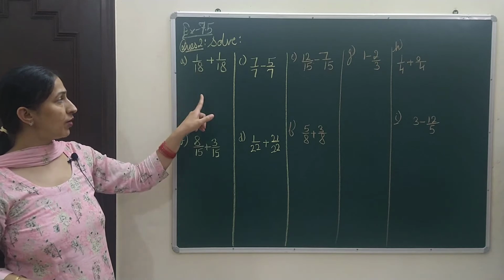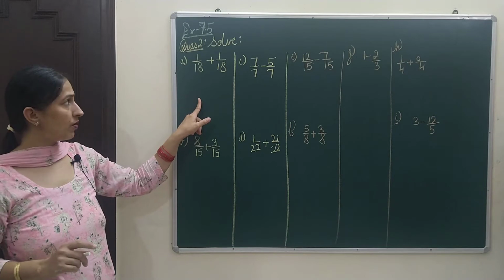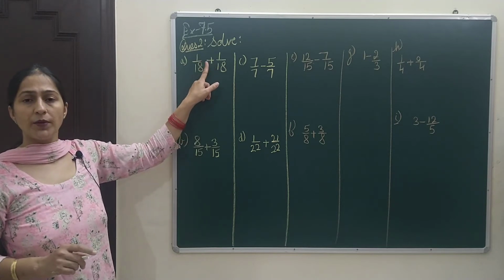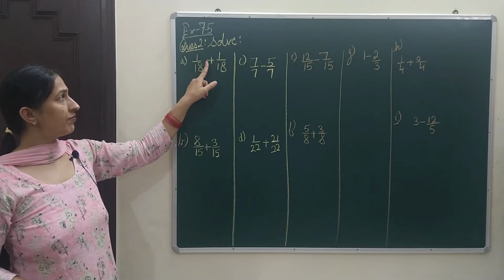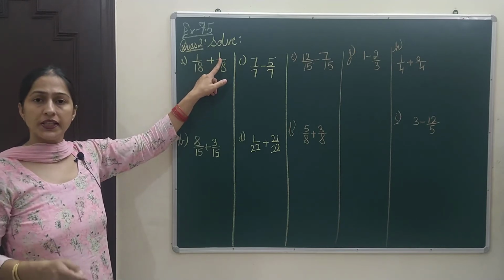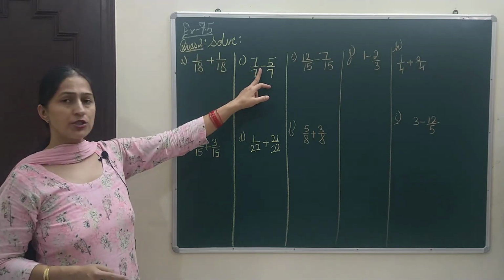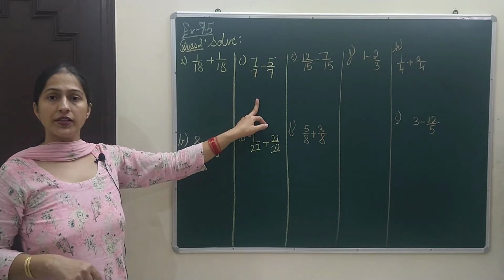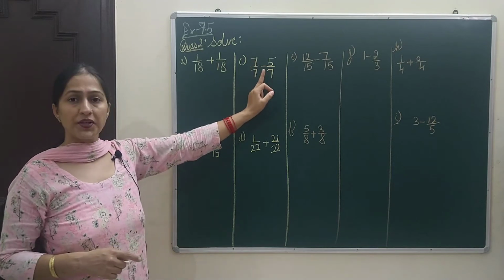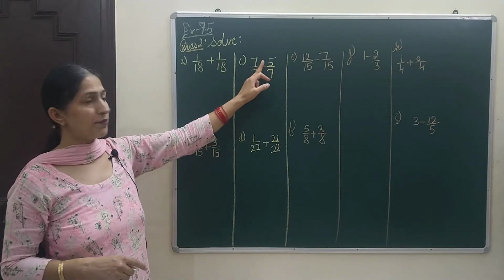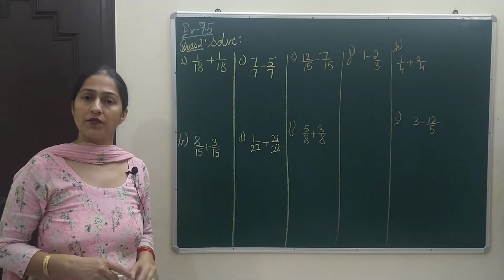We will write the denominator as it is only one time in the result when we are solving, and in the numerator we will be doing the operation that is given. If it is an addition question, I will write 1 plus 1. Whatever is written in the numerator, I will write the same. In the subtraction question, again I will write 7 in the denominator, and in the numerator I will be doing the subtraction of numerators only. That means I will write 7 minus 5 in the numerator. So whatever operation is given, I will be solving accordingly.